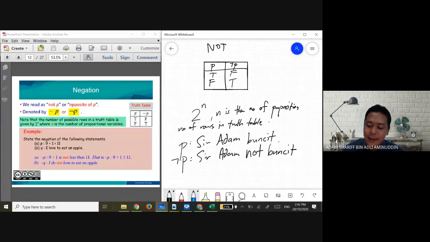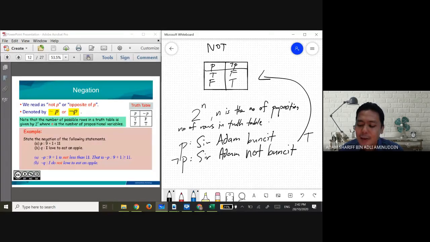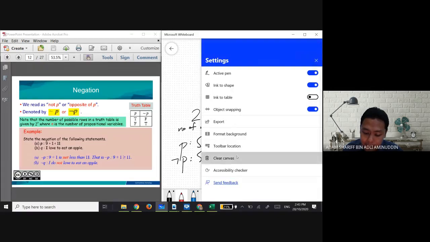Okay, let's make this make sense. Suppose Sir Adam is buncit is true. Say it's true that I'm buncit. So the first statement, Sir Adam is buncit, is true. So Sir Adam is not buncit will be false. That is the logic. If the first statement is true, then the statement not P will be false, and vice versa. Easy, right? Not is the easiest. I don't want to spend too long on the easy one, so I go straight to the slightly harder one.